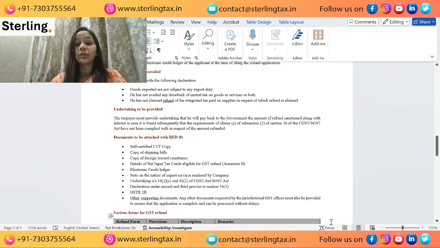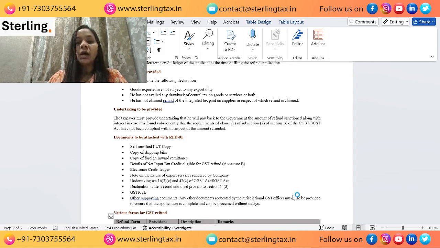And one most important thing: physical verification is a must. If we are filing the GST refund application, the officer does 100% physical verification. Everybody should be ready for the physical verification. We should have a proper name board. We should have a proper office. We should have proper employees there. All of that we need to keep in mind before furnishing the refund application.